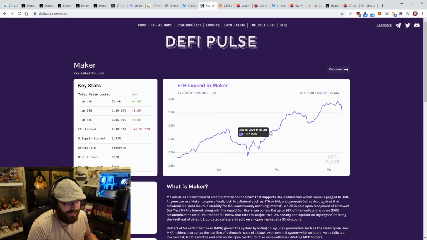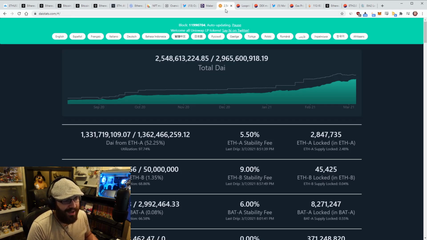The beginning of Feb was 2.8 million ETH, and then the end of Feb was 3 million. So 2.8 to 3 million, that's like 300,000 ETH just going to MakerDAO alone. So yeah, been a beneficiary of that for sure. The DAI supply is, of course, at all-time high. Almost 3 billion DAI is supplied right now.